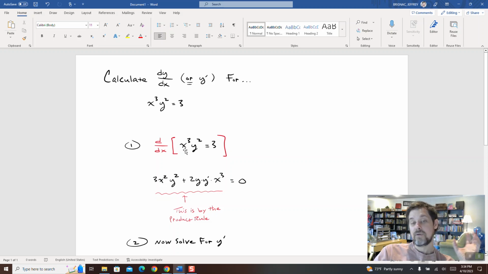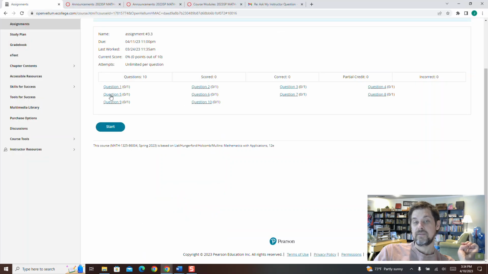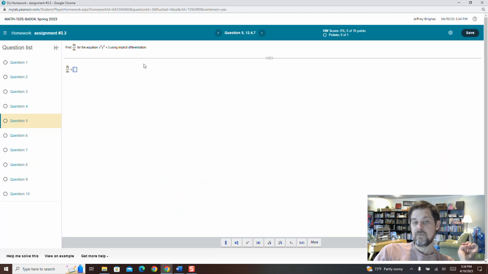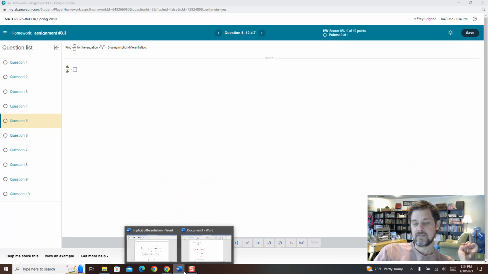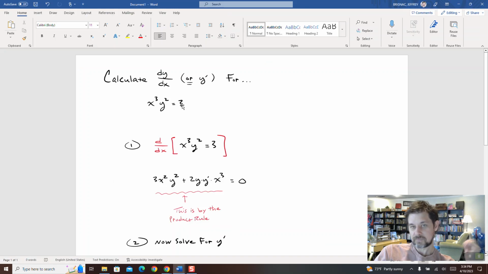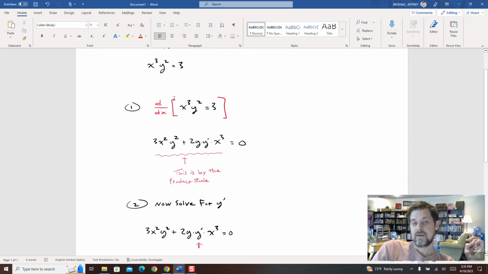But let's do the problem that I introduced the video with, which is this one. Okay, so here's how we would approach it. I want to find the dy over dx. You could also say that was y prime if you wanted to for this equation. I write this down to express my intention that I'm going to find the derivative with respect to x of each term on each side of the equation.